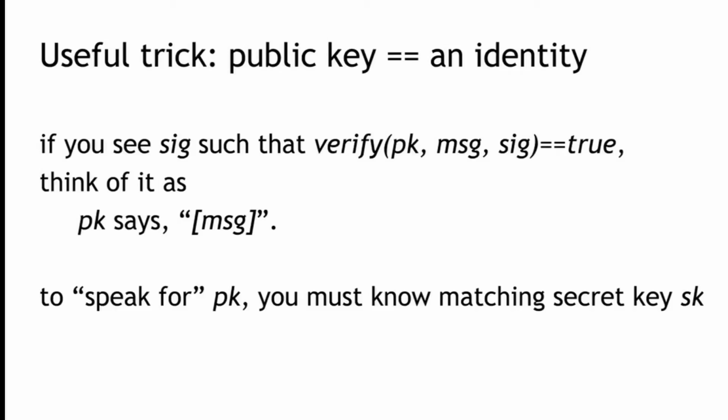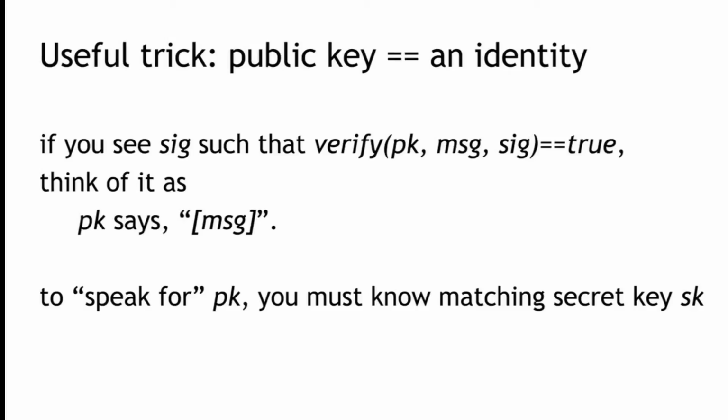So if you see a signature that verifies correctly, that is, a signature that you can verify with someone's public key as a signature on a particular message, then you can think of that as that public key saying the message. You can literally think of a public key as an actor or a party in a system, and they can make statements by signing those statements. In that mindset, this public key is like an identity. It's an actor who can do stuff in the system.